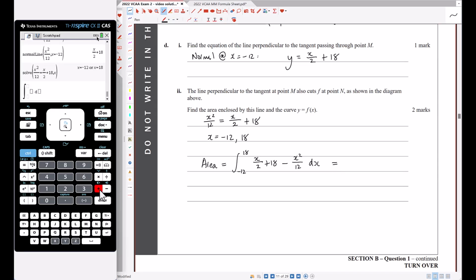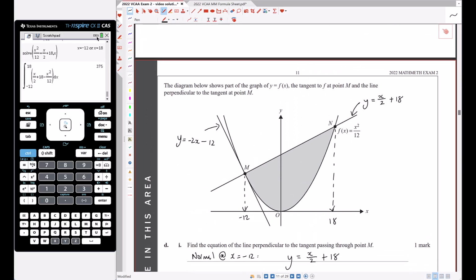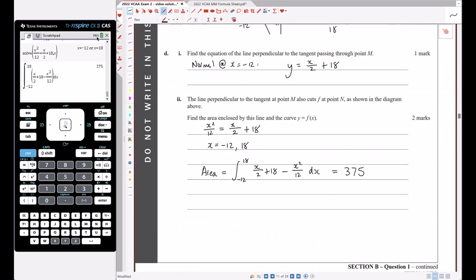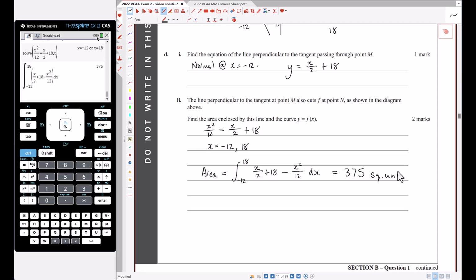So shift plus negative 12 to 18 of that normal line, which I've got there. Oh, sorry, should have just typed it, it was quicker. x on 2 plus 18, and then minus f of x, which is x squared on 12, with respect to x. Okay, so that area is 375. Do we have any distance units here? No, no units. So I'm just going to call that square units.